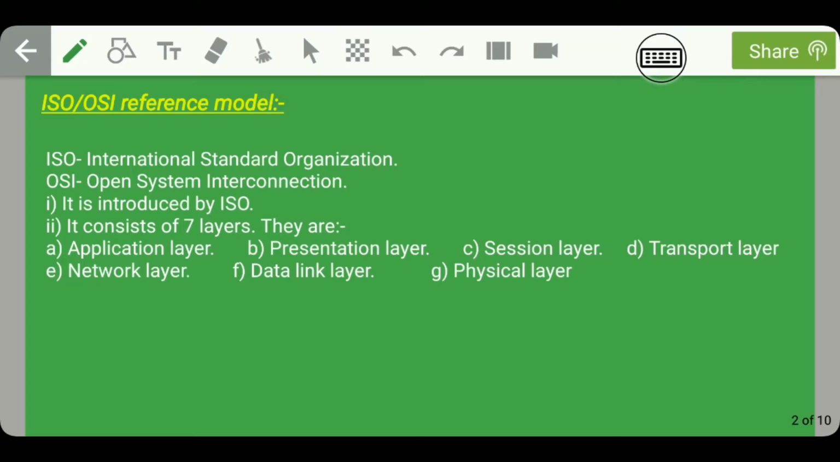So guys, the OSI reference model consists of 7 layers. They are the application layer, presentation layer, session layer, transport layer, network layer, data link layer, and physical layer. So let us talk about these layers individually, starting from the bottom, that is from the physical layer.